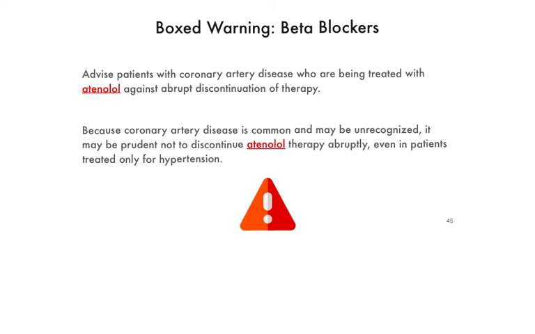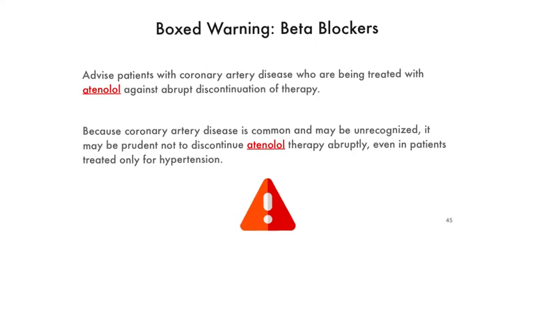This is the boxed warning associated with atenolol, and this is the wording that comes directly from the package labeling, and it says that atenolol has been affiliated with poor outcomes when the drug is abruptly discontinued, especially in patients with coronary artery disease. So they're advising that atenolol in this case should never be stopped suddenly. It should be tapered off, and patients should be well aware that they should not stop taking their atenolol suddenly without supervision from a provider.